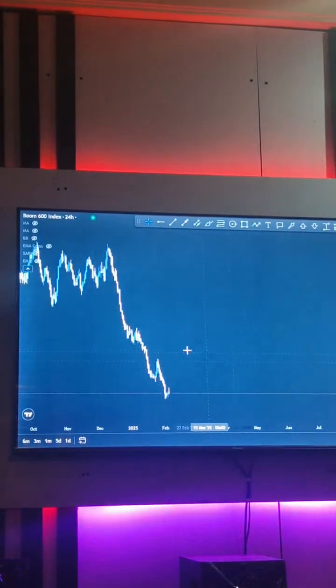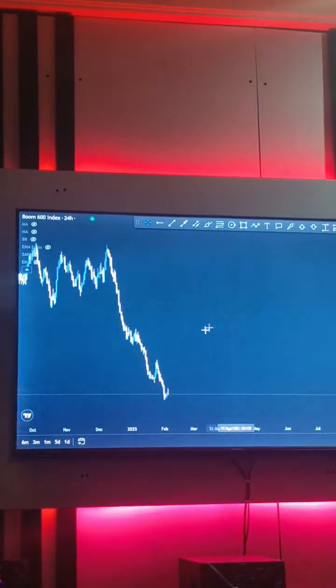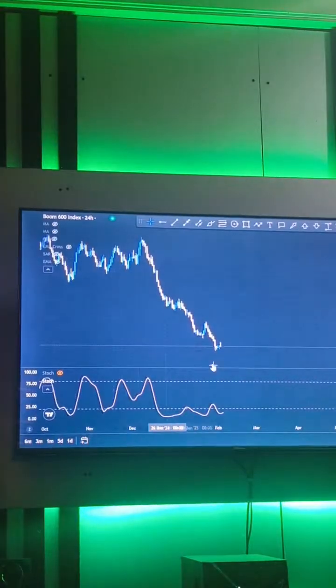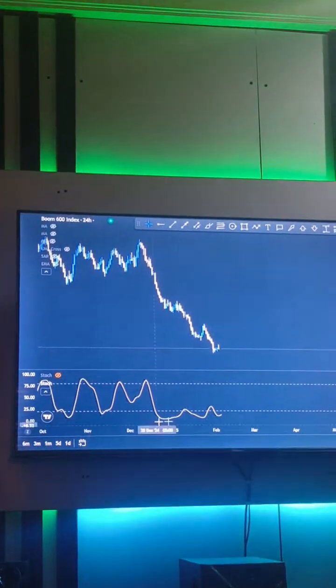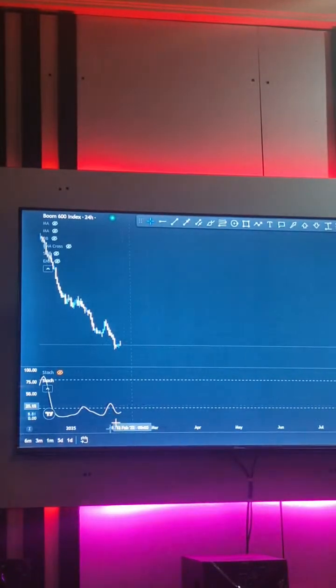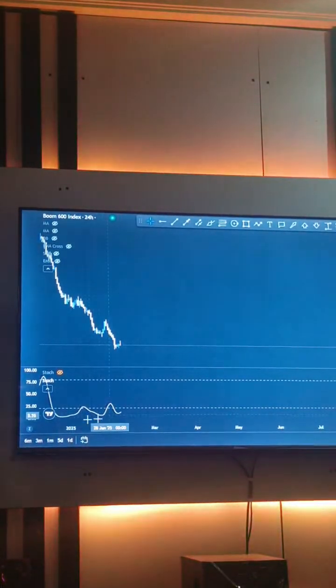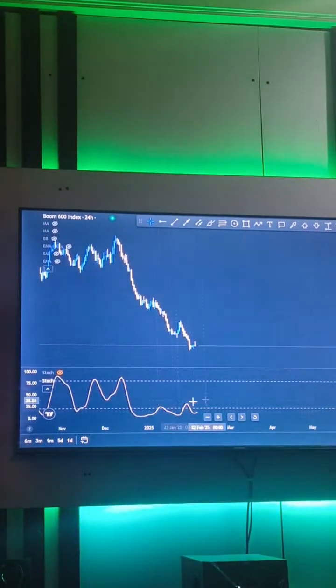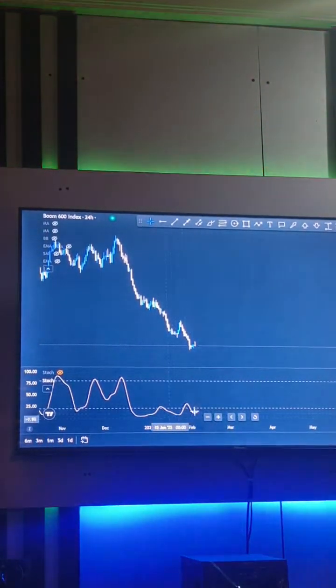So what we need now is to identify market trend. You can see the market has been selling massively, and our stochastic is telling us that we're already oversold. So we should be looking for buys anytime soon. My stochastic on 24 hours is telling me that we're already in the oversold section. I'm looking for buys anytime soon.